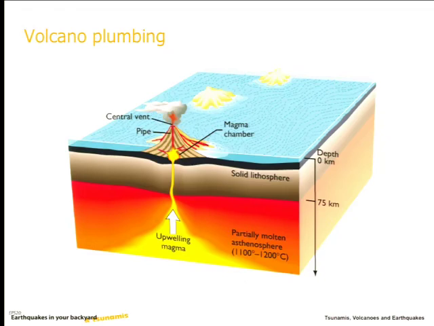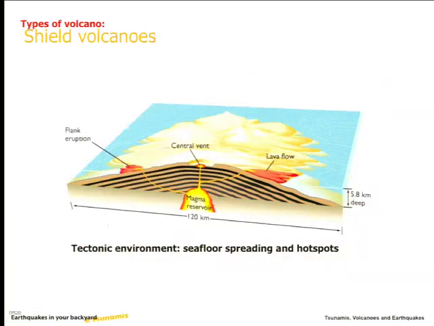Other questions? Okay, so I want to tell you about two primary end-member types of volcano: shield volcanoes and stratovolcanoes. We're going to start by talking about shield volcanoes. They're called shields because they look like a shield, i.e. they're very broad and very flat. So this is a shield volcano, much broader than it is high.